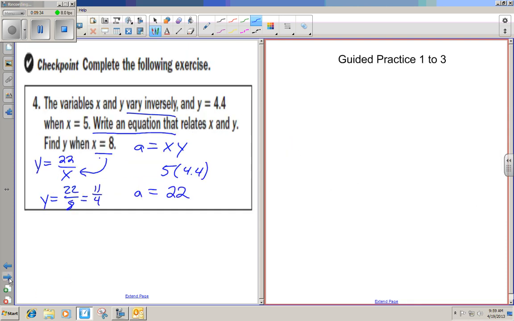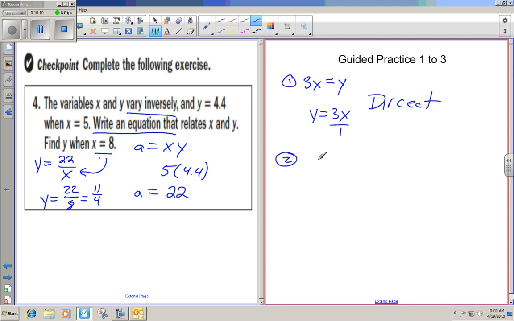All right, guided practice 1 to 3. Let's take a look at those. You should be looking at page 552 in your book. Number 1 asks whether this is a direct variation, an inverse variation, or neither. So 3x equals y. Well, we're solving this. It looks like this, y equals 3x. You should see it's a constant times x. X is in the numerator. This is direct.